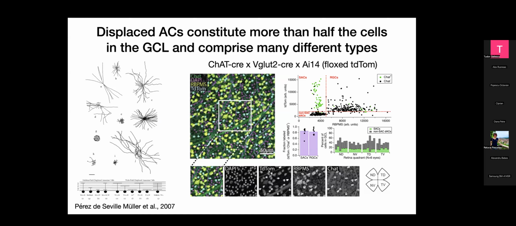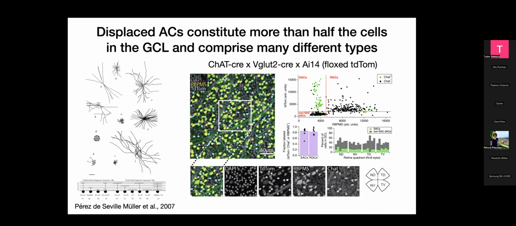So the ganglion cell layer at the bottom of the retina is so called because the vast majority of the ganglion cells live there. But actually, in a mouse, 2/3 of the cells that live in the ganglion cell layer are not ganglion cells.